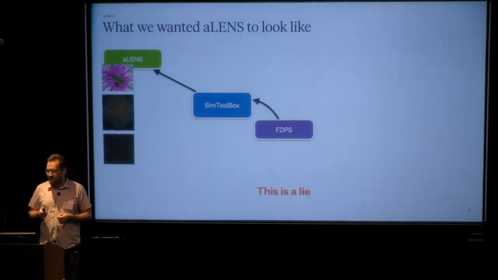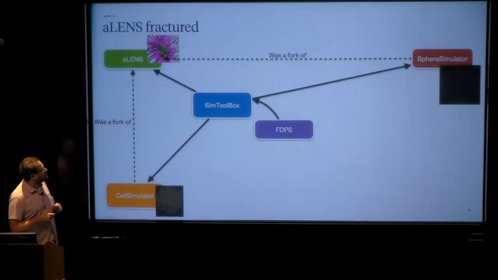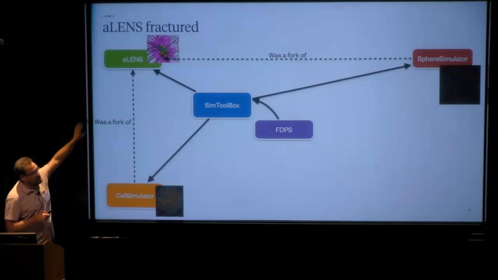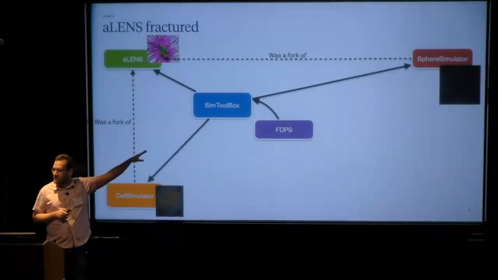But as I've already told you, this is a lie. So what really winds up happening is that, because of how Sim Toolbox is built and some of the problems inherent in how it was designed and some of the weaknesses of FDPS, you wind up with something that looks a lot more like this to begin with, which is, well, these three different projects are actually forks of the initial same repository, where we have a lens, strictly speaking, over there, and then we have one that's to do the hydrodynamics with the spheres, there are some things that are different. So we forked the repository and it grew into its own project.